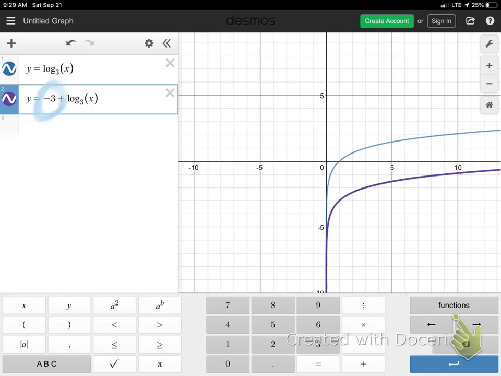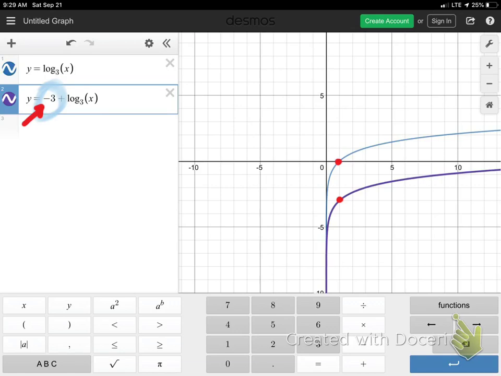So I just want to show you that this part of the function is moving log base 3 of x down 3. So if we focus on this point right here, that is the point on my parent function. That point has moved down 3. So the negative makes it move down, and the 3 tells you how much that it moves down.